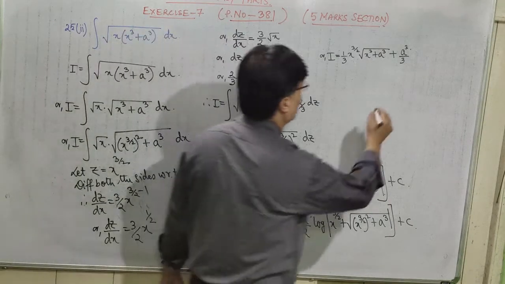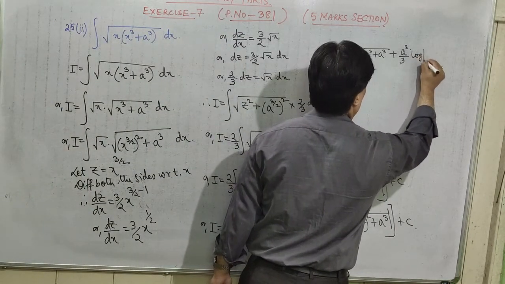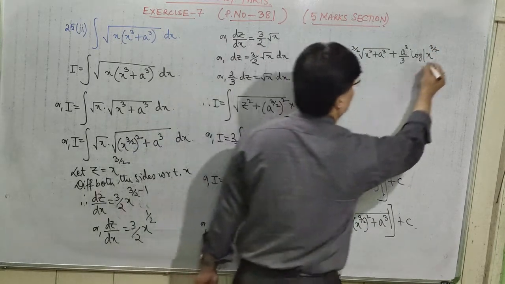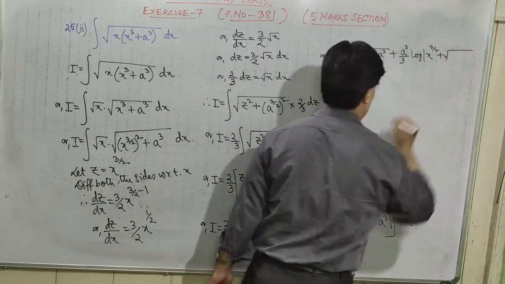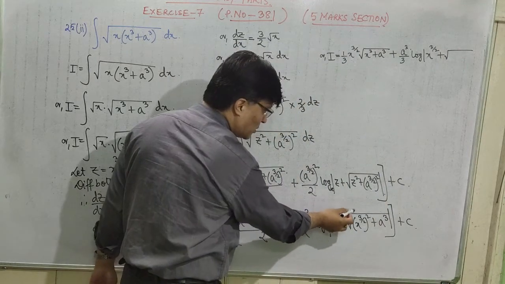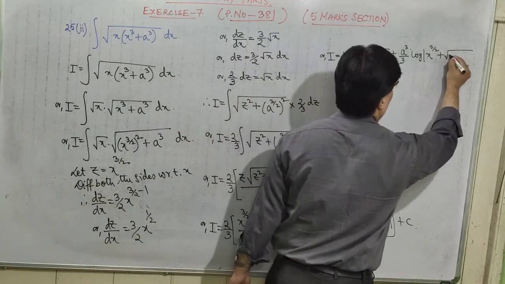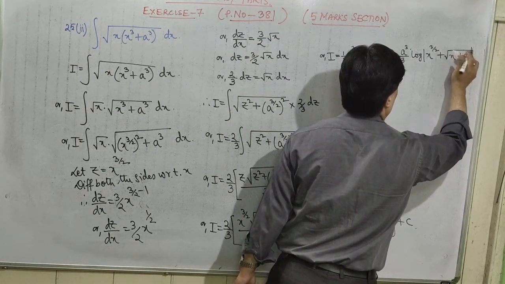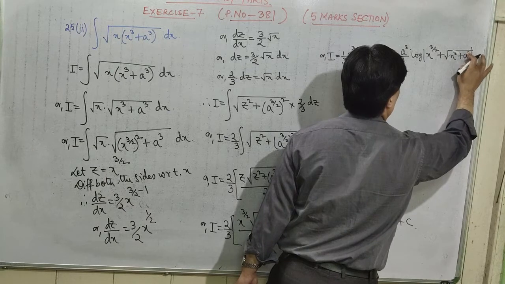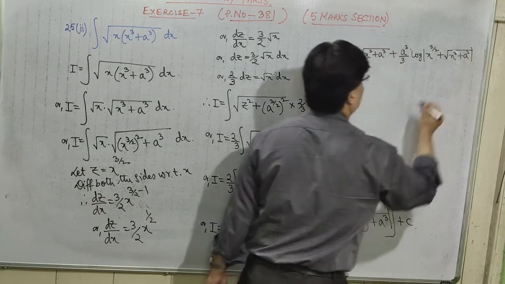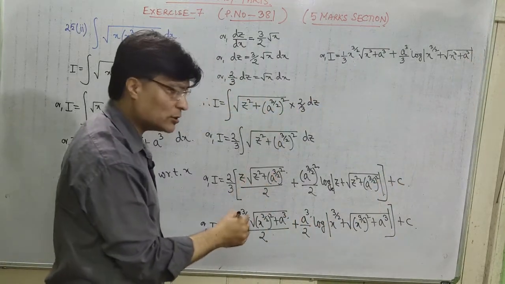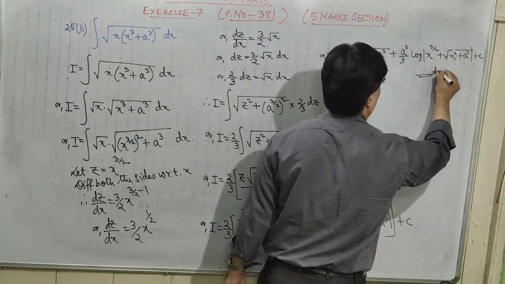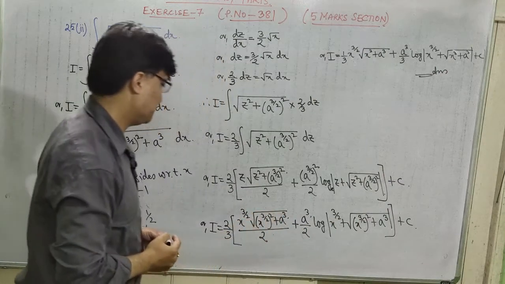Then log within mod x to the power 3 by 2 plus within square root. What is x to the power 3 by 2 whole square? That is your x cube. That is your x cube plus a cube. That is your x cube plus this is your a cube. Mod sign closed. Then what do we write? Plus c. So this is the final answer.